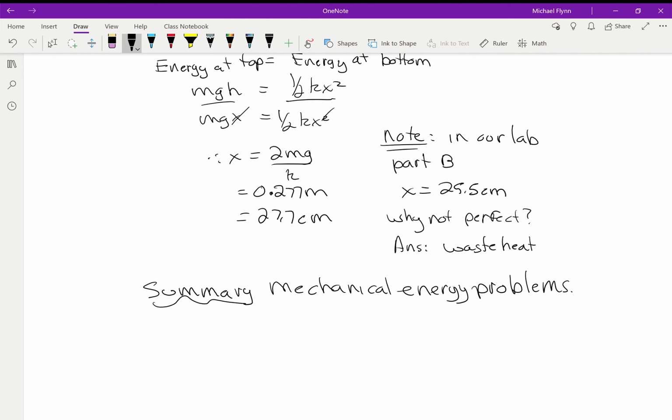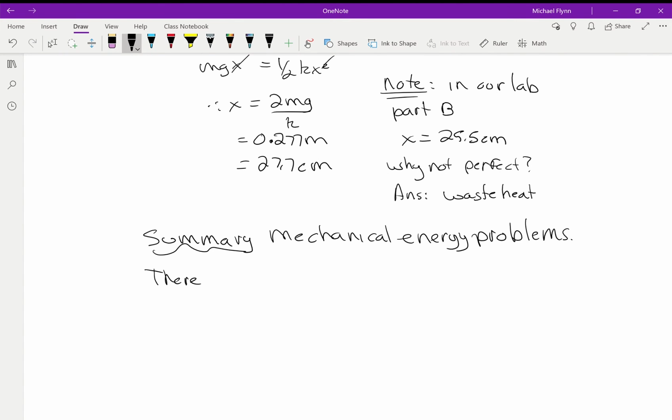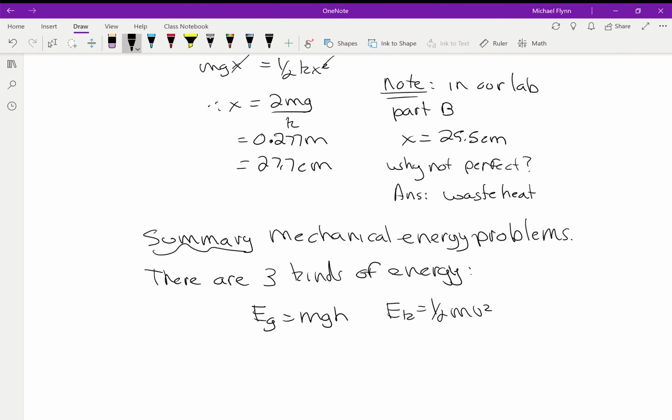There are 3 kinds of energy now, okay? 3 kinds of energy, okay, that could be in these systems. We're going to add a 3rd kind of energy that we never did before. So we have gravitational potential, mgh. We have kinetic energy, 1/2 mv squared. That's what we did in grade 11. And now we're going to add a 3rd kind of energy, spring energy, is 1/2 kx squared. Okay? And so that is a little summary of everything you need to know about springs.